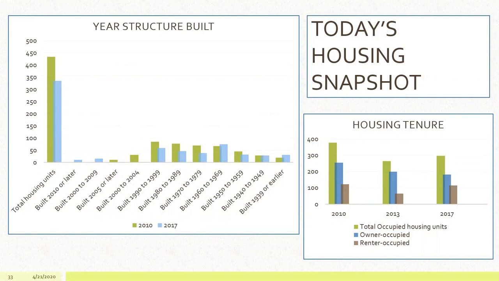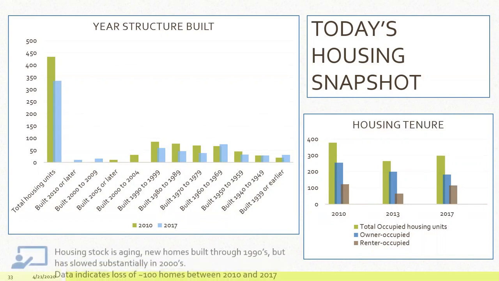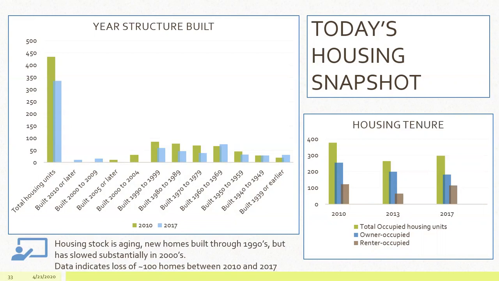Some of the takeaways here are that we have an aging housing stock in town, just as we had talked about in the 2009 comp plan. And new homes are being built through the 90s, but that really slowed substantially in the 2000s and thereafter.